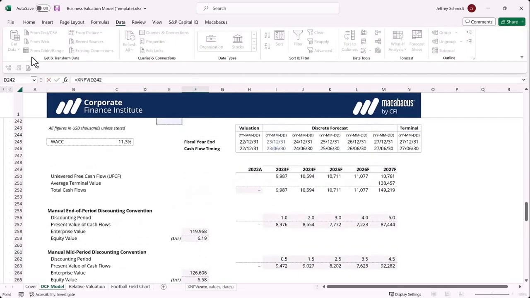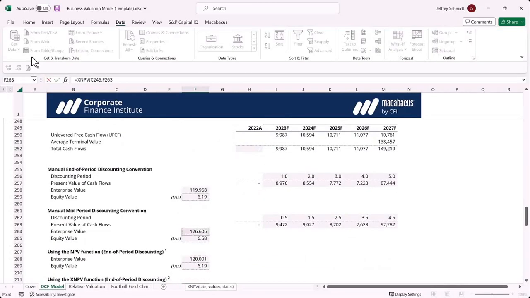So we first need to reference our rate. Then we are going to capture the undiscounted cash flows. Again, the trick with XNPV is that since it doesn't discount the first cash flow, that's the reason why we hard-coded 0 in cell H252. Okay. So we select those cash flows.